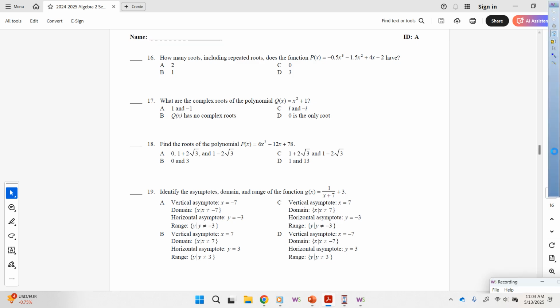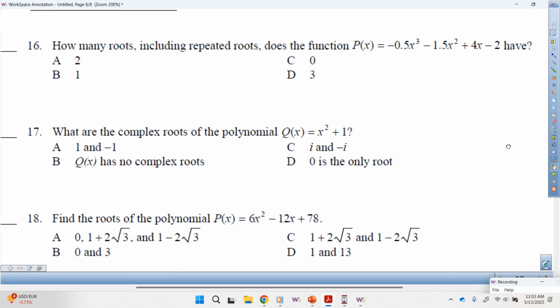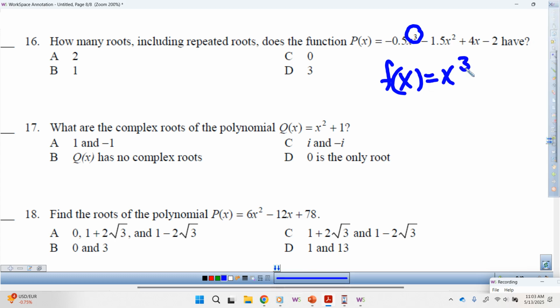Let me zoom in. For number 16, it does not require any work. All you have to know is understand what you're looking at. Look up, please. What is the highest degree of this polynomial? Tell your neighbor, highest degree. What is our highest degree for that one, Elijah? Yeah, 3, because it's this exponent right there, 3. That means the parent function is f of x equals x cubed.